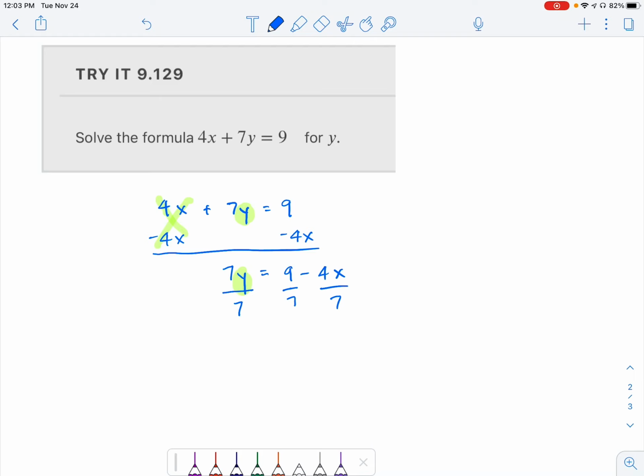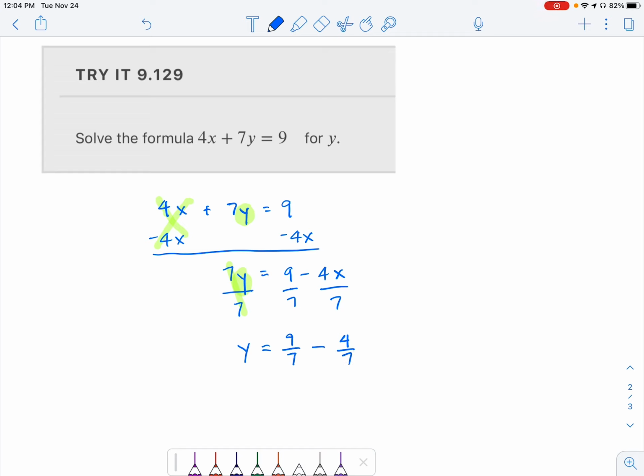And now what I'm going to do is just go through and simplify. So on the left, 7 divided by 7 cancels out. That's just 1, and 1y is the same as y. So I get y equals 9 can't be divided by 7 evenly, and I can't reduce that even as a fraction. So I'm just going to leave it, 9/7. It's not pretty, but it works just fine. I mean, there's nothing wrong with the number 9/7. Bring down the minus sign. And then same thing with the x. I've got 4x over 7. I can't really reduce 4/7. So I'm just going to leave it.